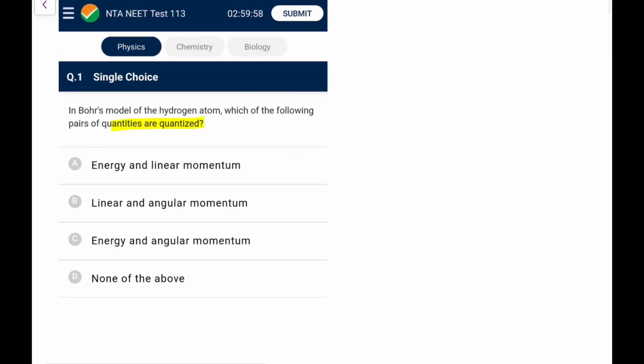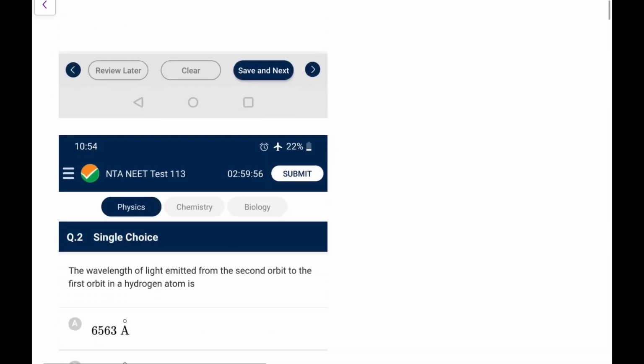First question: in Bohr's model of the hydrogen atom, which of the following pair of quantities are quantized? Energy and linear momentum? No, energy and angular momentum are quantized, so go for option C. That's an easy one to begin.